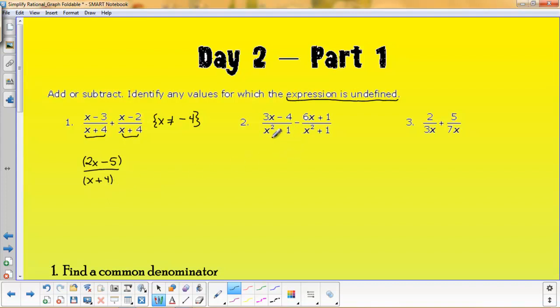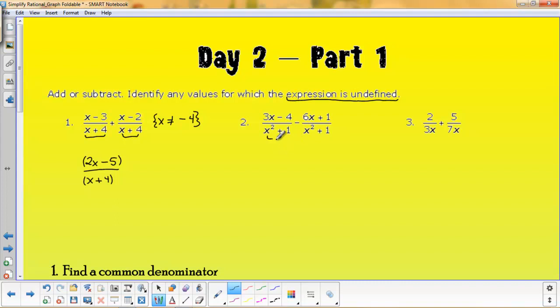All right, next. The only value that would make this expression undefined is the value of -1. However, because of the square, it's impossible to get -1. So there is no value for which this expression is undefined.